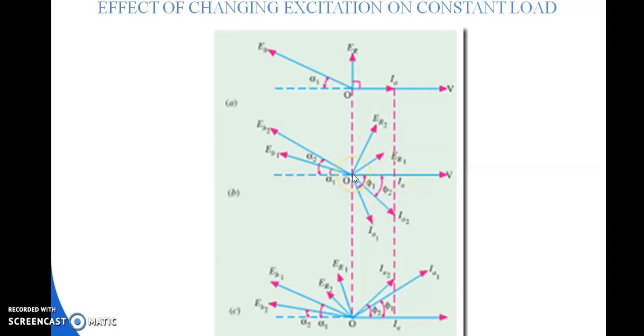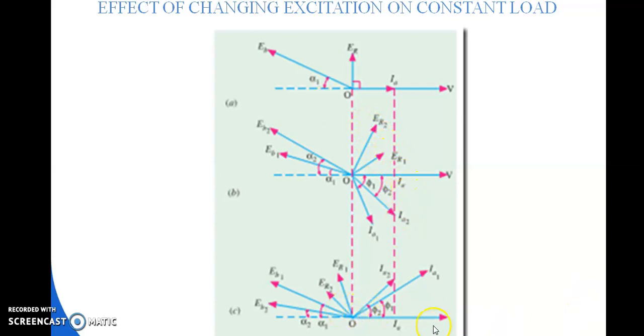Here there will be two resultant EMFs because we are comparing. This is ER1, by taking EB1 and V. This is ER2, by taking EB2 and V. So two resultant EMFs will be there.